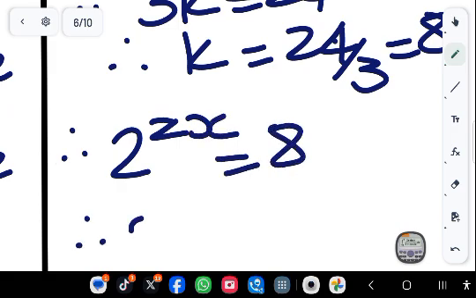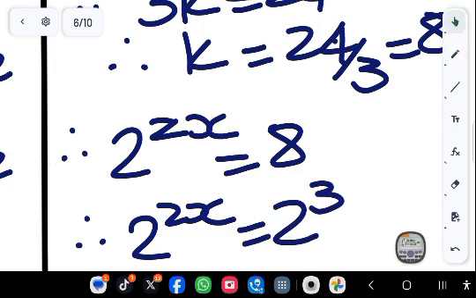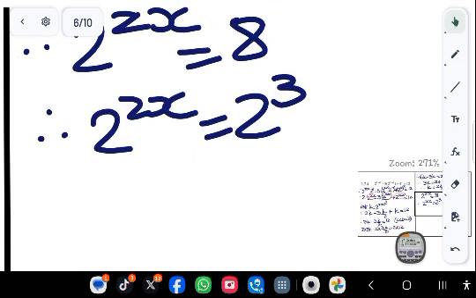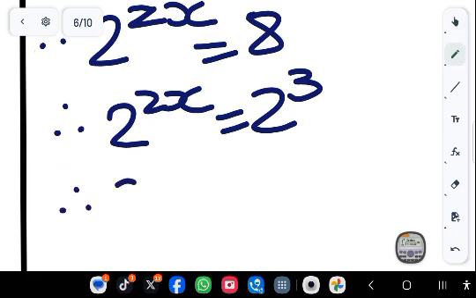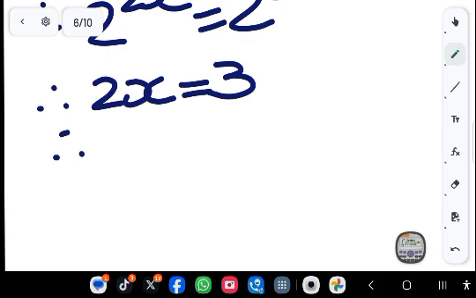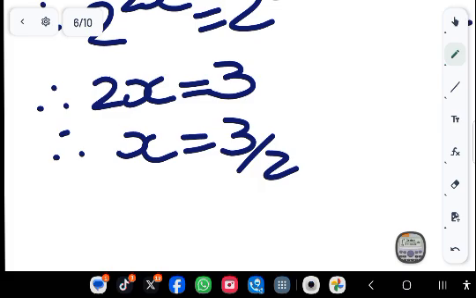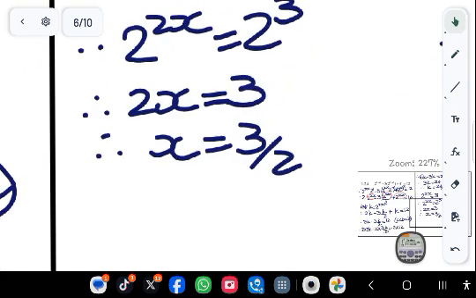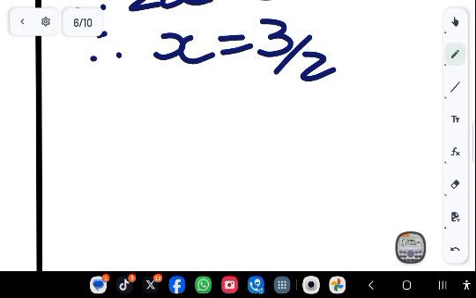8 can be written as a power of 2, and that equals 2 to the power of 3. Now we've got powers of the same base equal. All we do is we equate the exponents. Solve like you would any equation. Therefore, x equals 3 over 2, divide both sides by 2. You can check, just to make sure that it's all above board. It's not a difficult one to do.